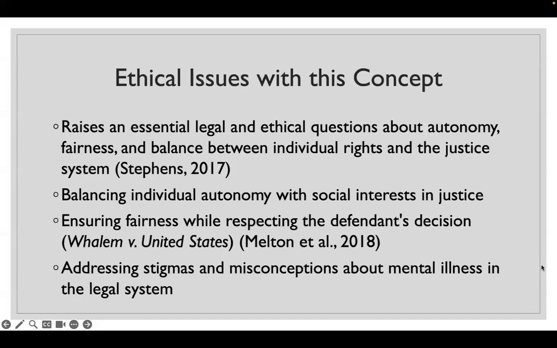Okay, so ethical issues with this concept. This raises a legal and ethical question about autonomy, fairness, and the balance between individual rights and the justice system. It means balancing individual autonomy with social interests in justice, ensuring fairness while respecting the defendant's decision. Because if a defendant is saying they want to refuse the insanity defense, are they really getting the best defense to ensure the best outcome for the trial that will be proceeding? Also, addressing any stigmas and misconceptions about mental illness in the legal system.